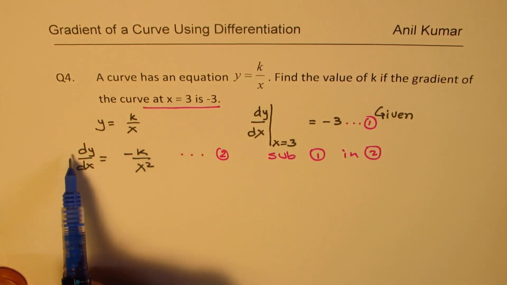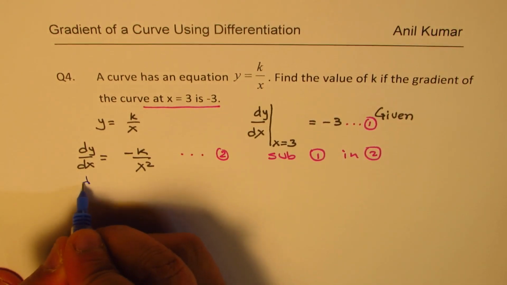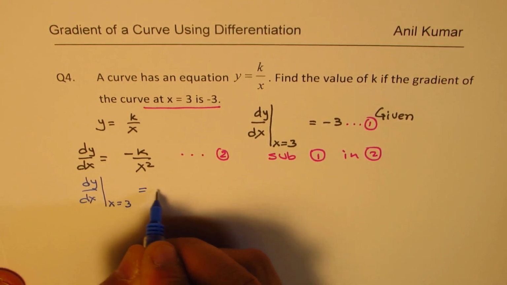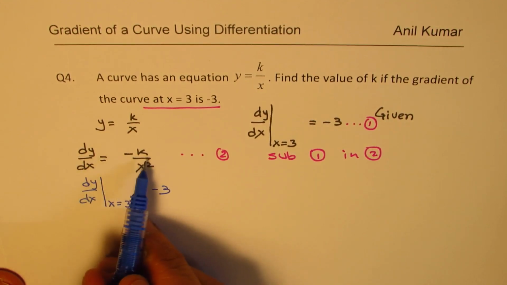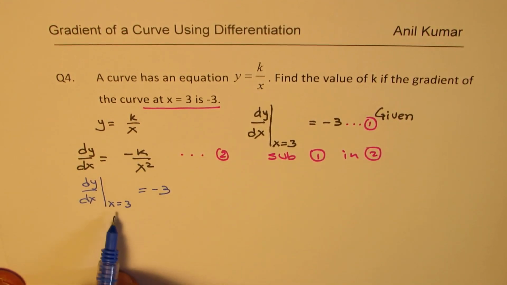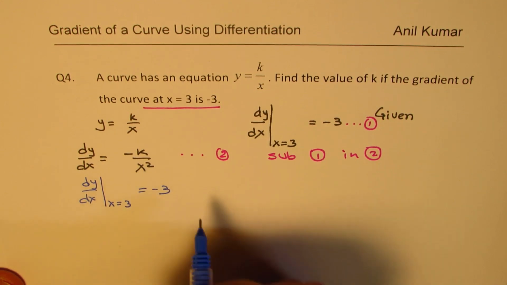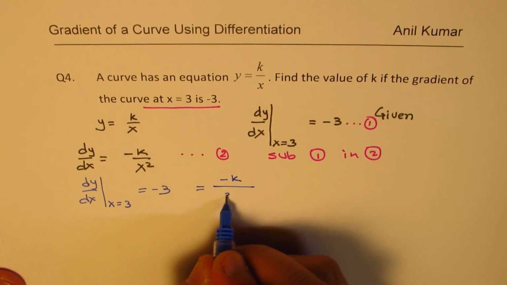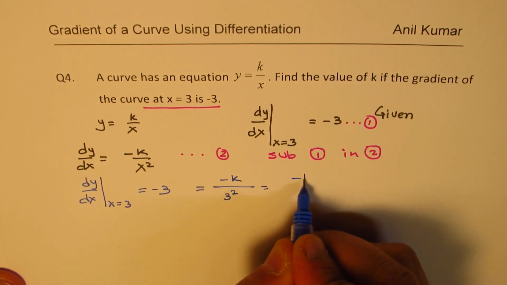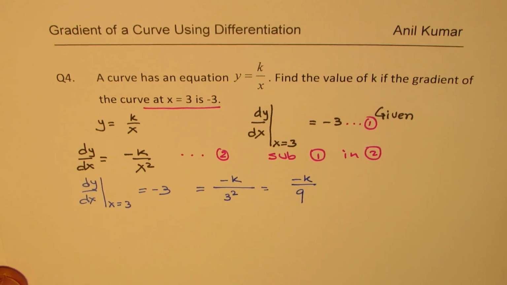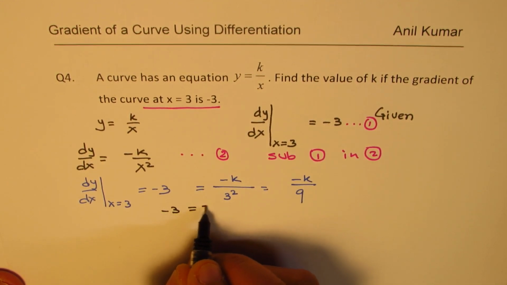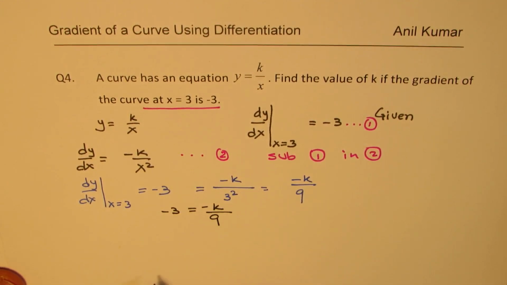Well, let's see that. So dy by dx at x equals 3, let me write down. dy by dx at x equals 3 is equal to minus 3. But we are saying it is minus k over x square. So if I substitute 3 here for x, what do I get? I get that should be equal to minus k over 3 square, right? So that is minus k over 9. So we have minus 3 equals minus k over 9, correct?